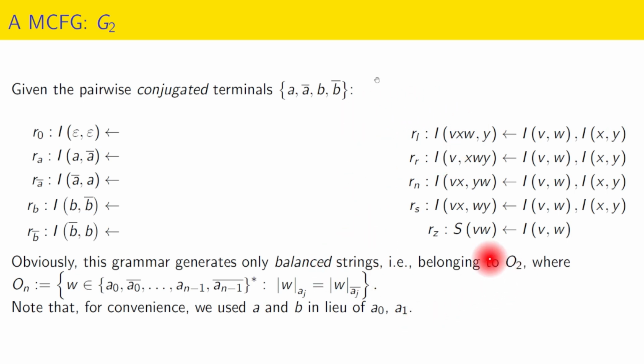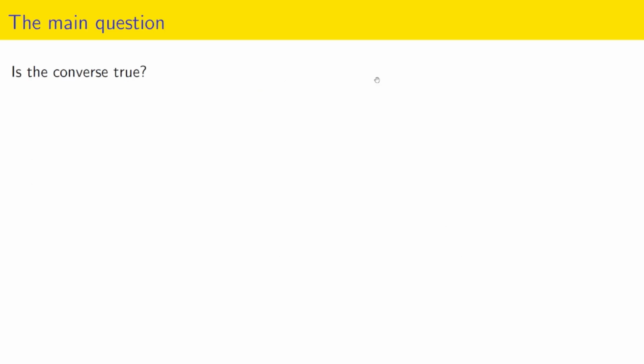When you're working in O2, it's customary, instead of writing A0 and A1, to just write A and B, just for convenience. That's what we will do. Okay, now the interesting question is whether the converse is true. We saw that it's easy to understand that you can only generate balanced strings, but is the converse true? Whichever balanced string that you have, can it be generated by this grammar?